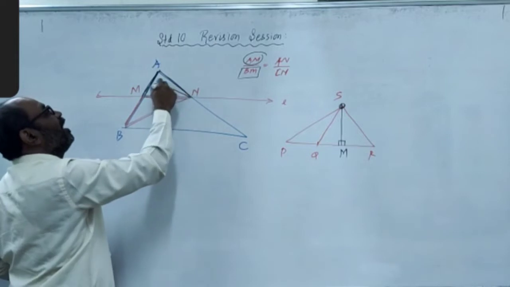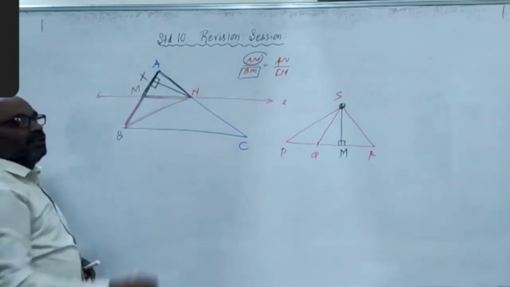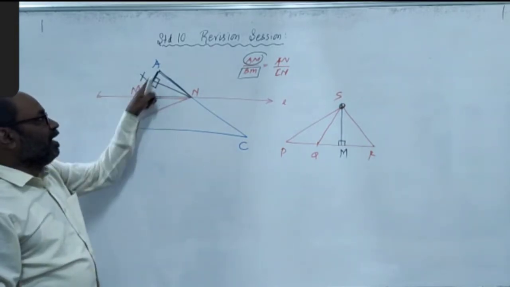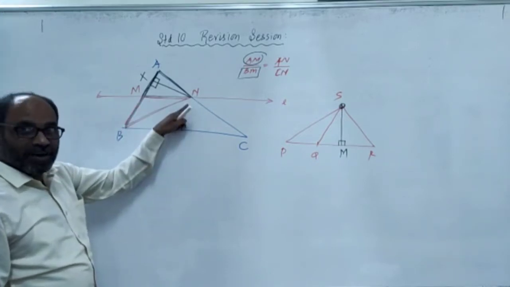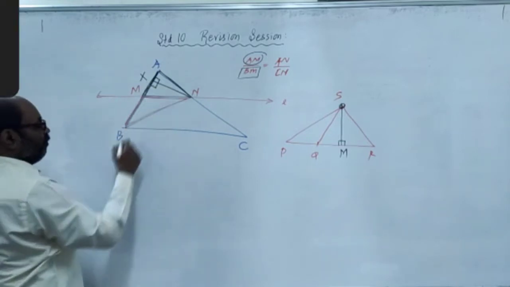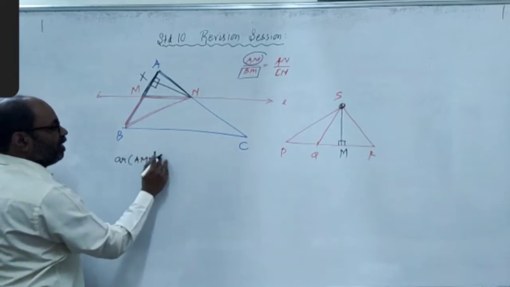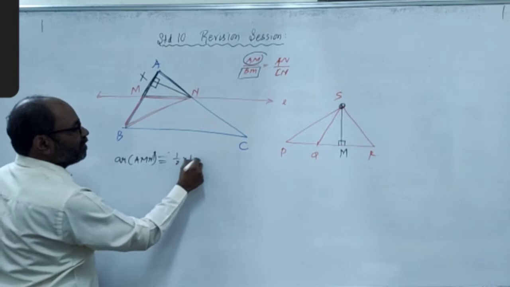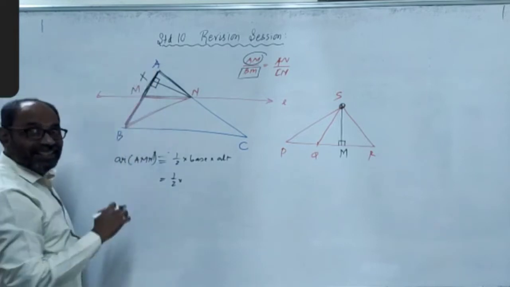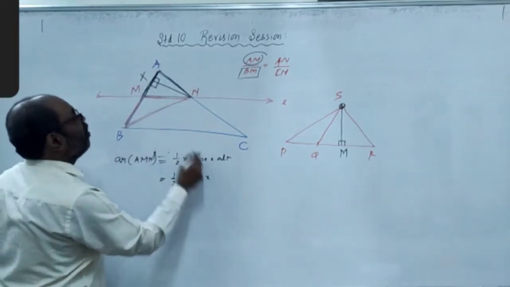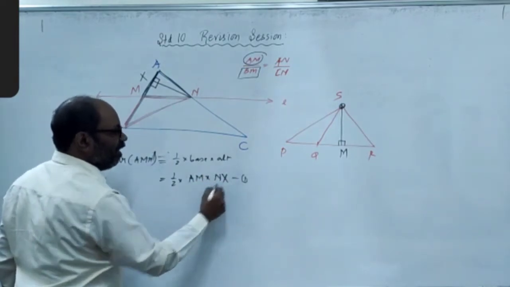Alright, from N, let me draw a perpendicular. Let me say this is NX. That is the altitude of triangle AMN as well as BMN. Alright. So let me take the area of triangle AMN. The formula is half into base into altitude. So half into the base AM into the altitude NX. Alright. Call it result number 1.